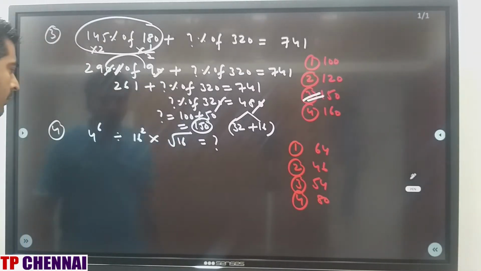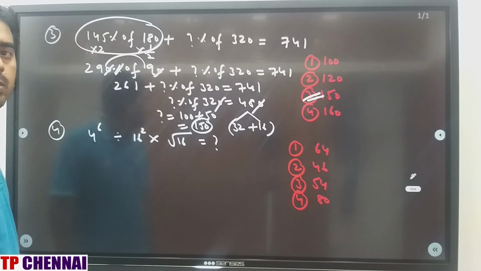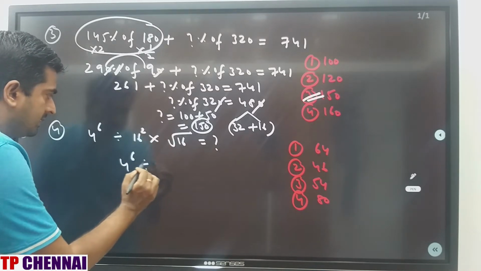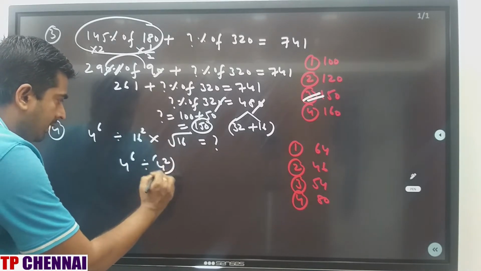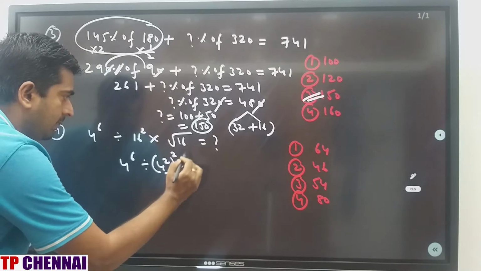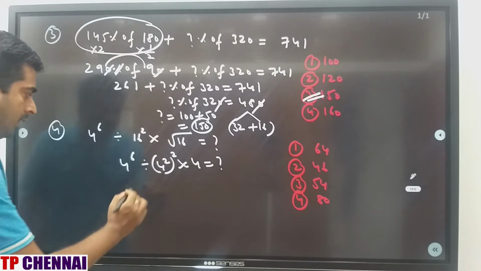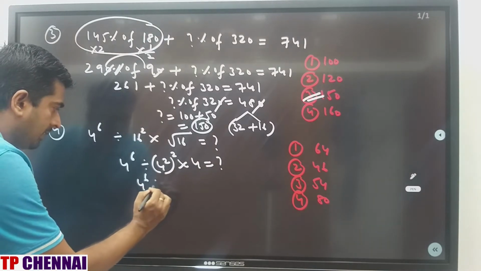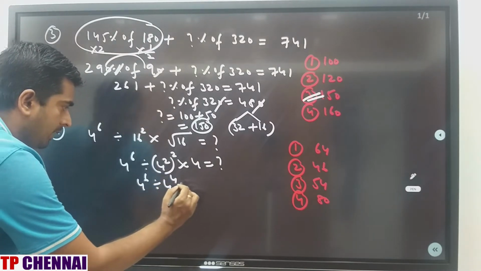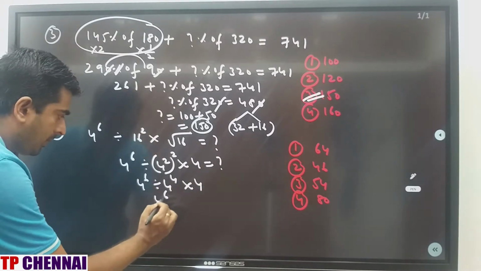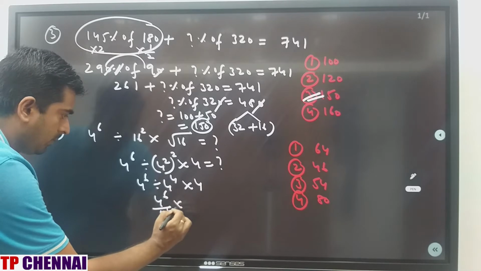Next one. 4 power 6 divided by 16 square into square root of 16 is equal to question mark. So this I am writing as it is: 4 power 6 divided by 16, which is nothing but 4 square whole power square. This square root of 16 is nothing but 4, is equal to question mark. This is 4 power 6 divided by 4 power 4 into 4. Right? So this I am keeping down.